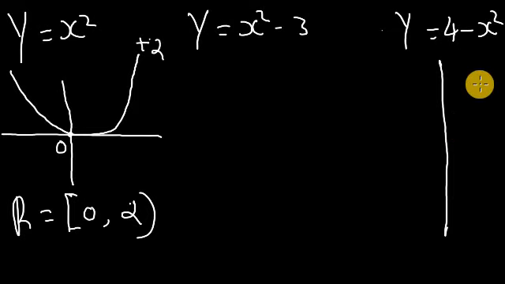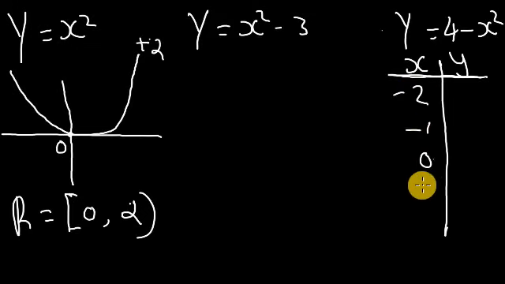Let's say I have a table whereby x is serving as the input for the first row and y is serving as the output for the second row. So I want to plug in region values. I want to start from -2 all the way to 2. I have -2, -1, 0, 1, and 2. What could be the possible value of y?